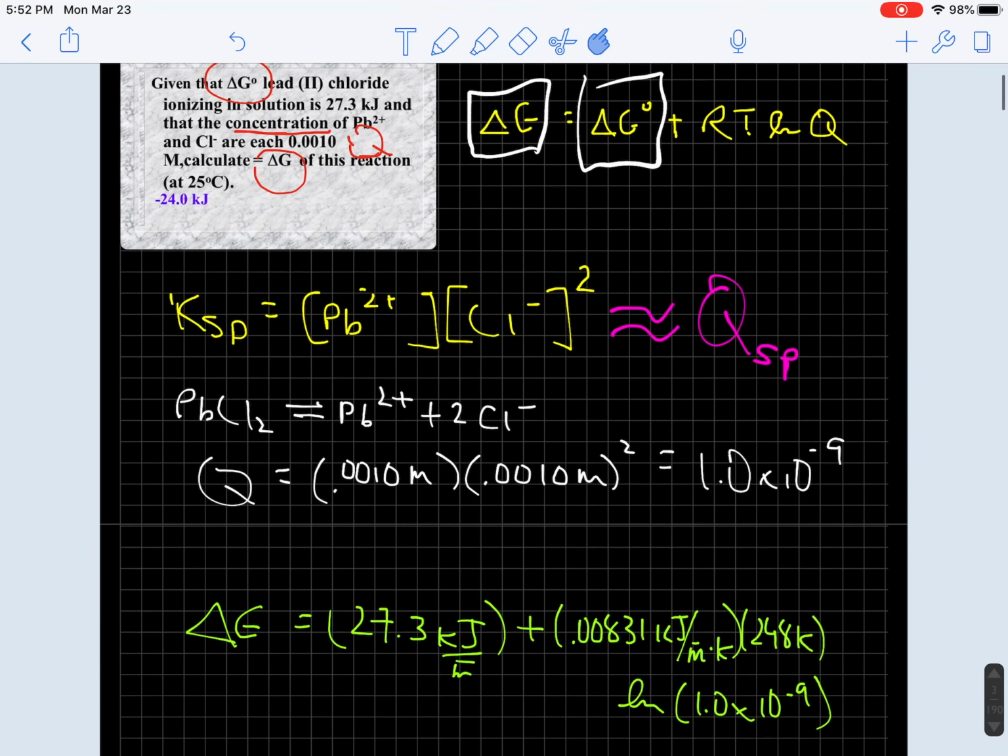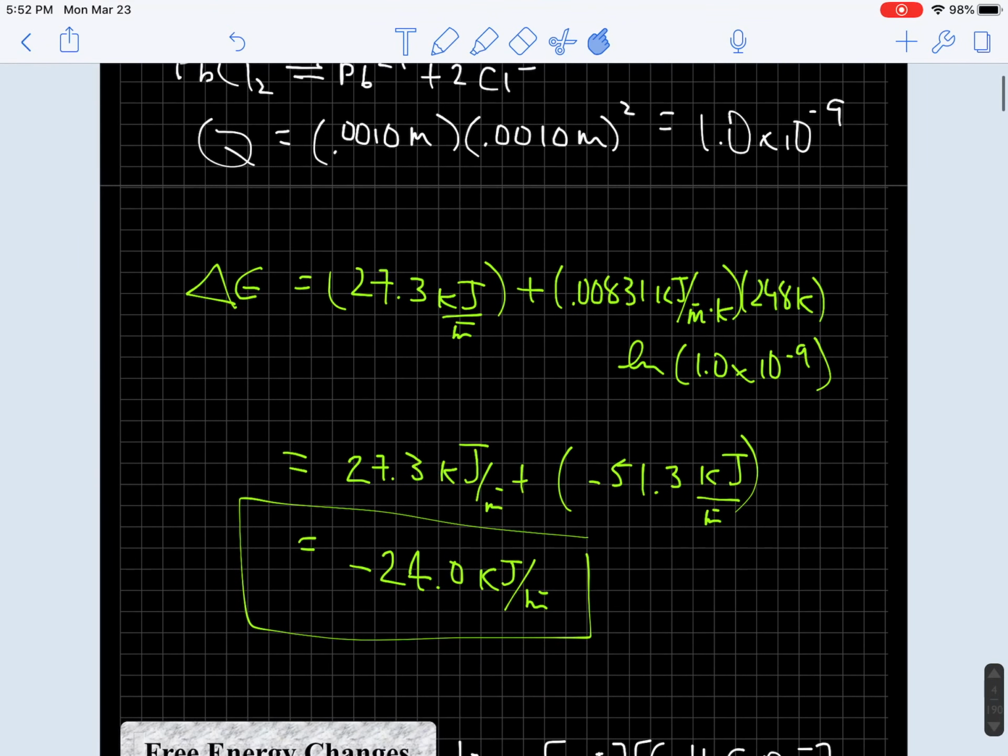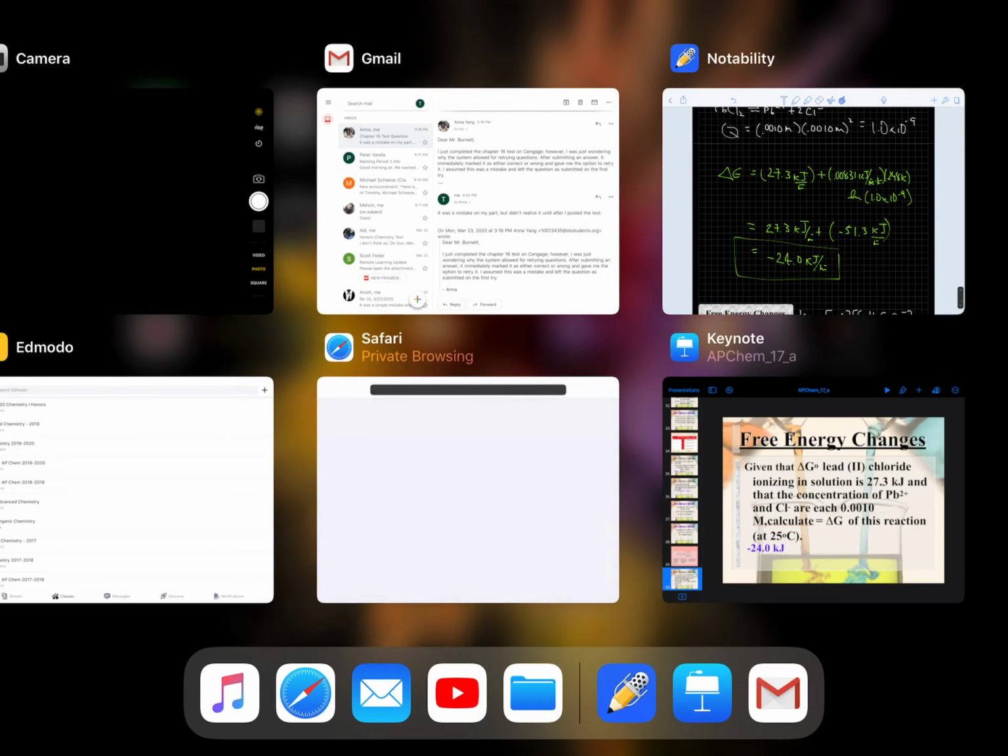Now that I know Q, I can substitute into the original equation for delta G. They gave me delta G naught at 27.3 kilojoules per mole reaction, the gas law constant, 298 K temperature, and I'll take the natural log of 1 times 10 to the minus 9. When I simplify all that, I get negative 24.0 kilojoules per mole.